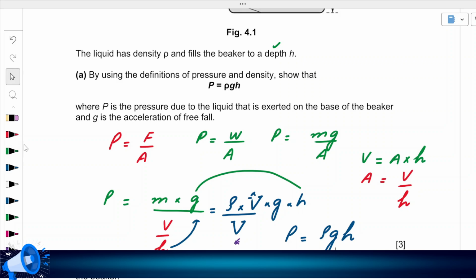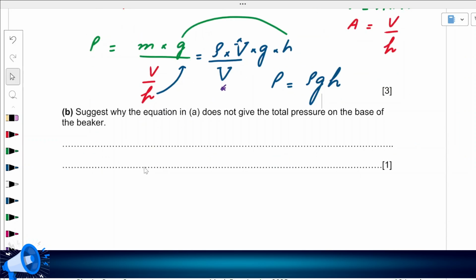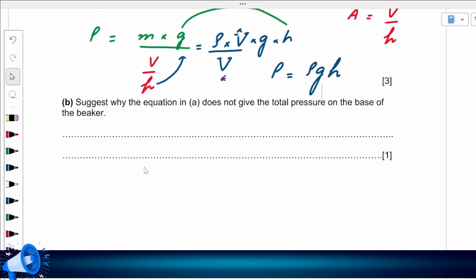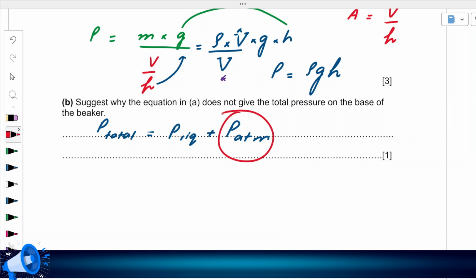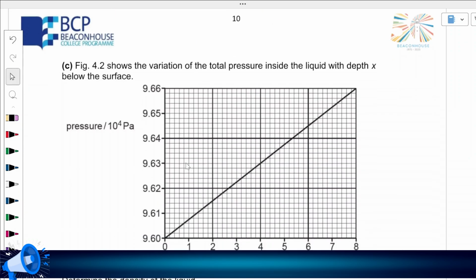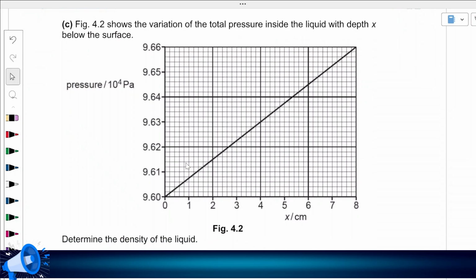So probably the easiest 3 marks in the entire paper. Suggest why this equation does not give the total pressure. For total pressure, we have to compensate the pressure of liquid plus the atmospheric pressure. So what you say in description, you can say because we have to take account of atmospheric pressure also. So that's why this formula does not give you the total pressure.